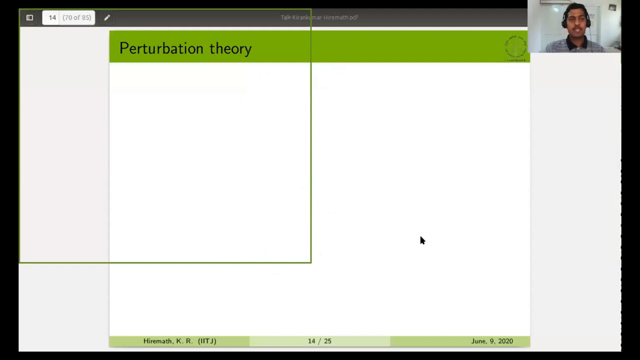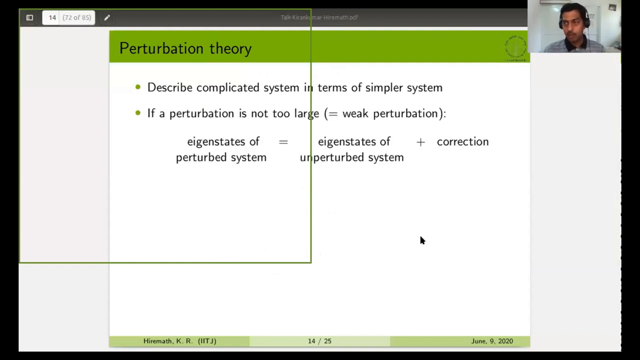This is basically a broad field of perturbation theory. What is the idea of perturbation theory? The idea is to describe a complicated system in terms of a simpler system. If the system is not highly nonlinear, if it is weakly nonlinear, then the behavior of the original system can be described as the behavior of a simpler system plus some small corrections. This is called a weak perturbation argument.